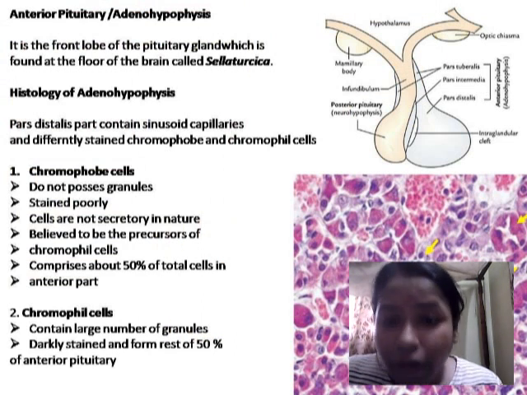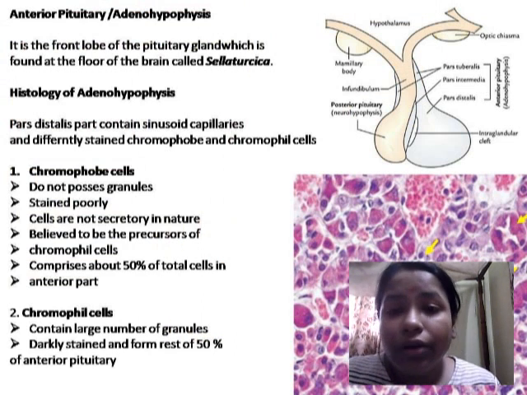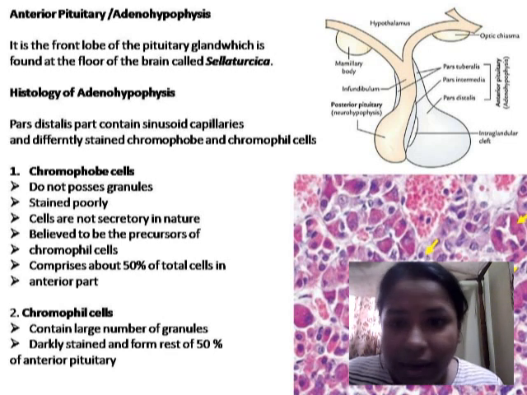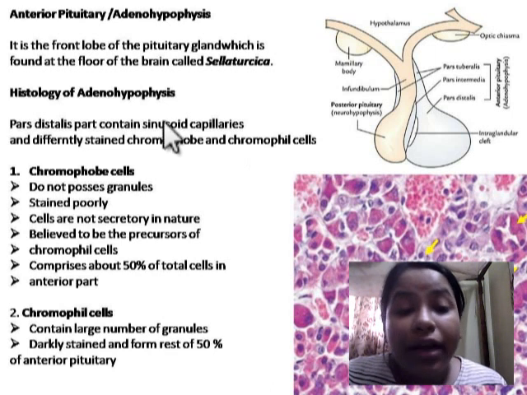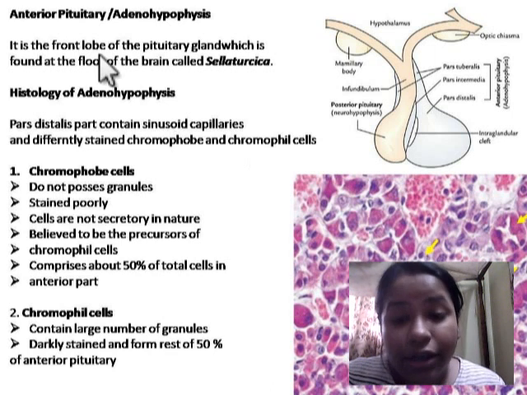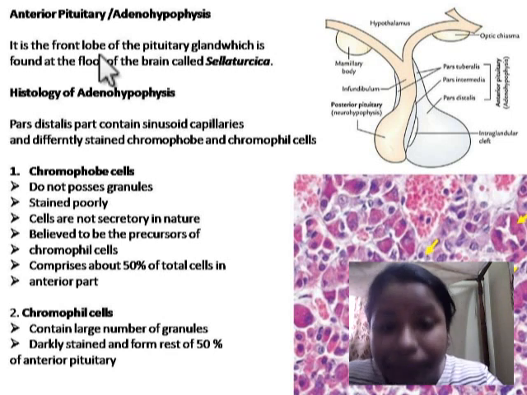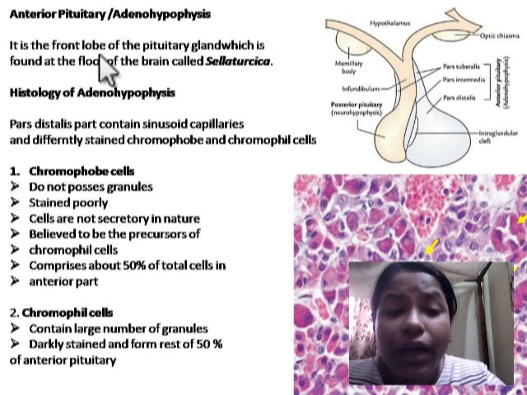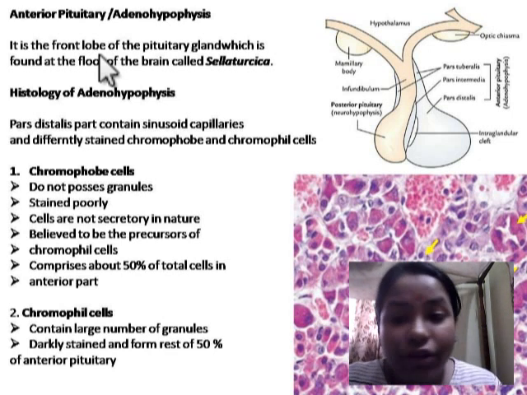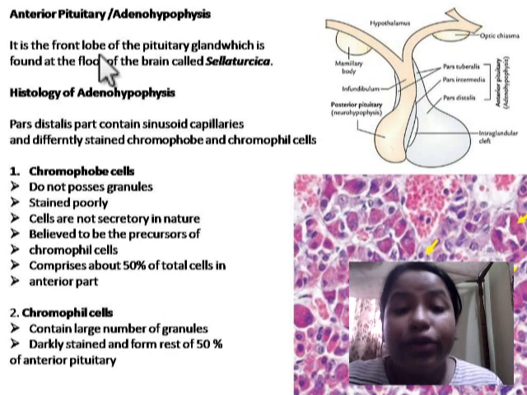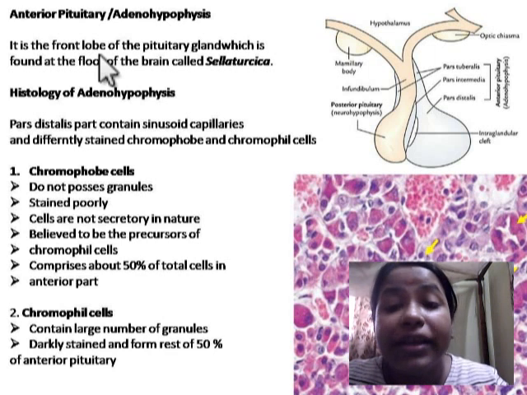Okay, now let's move toward our anterior pituitary part. Anterior pituitary or adenohypophysis is found at the floor of the brain, called sella turcica. This lobe is connected to the hypothalamus by portal blood vessels, through which a group of regulatory hormones passes from the hypothalamus. These regulatory, releasing or inhibitory hormones regulate or coordinate the adenohypophysis to initiate or suppress the production of specific hormones.